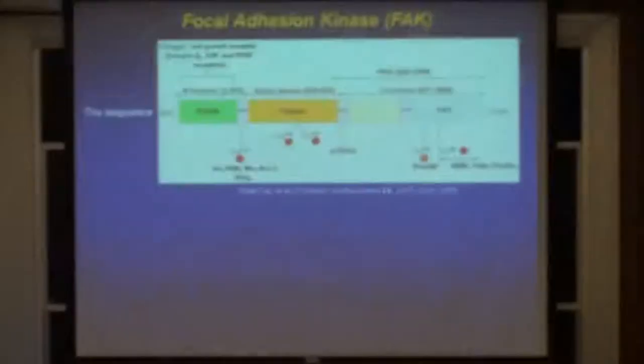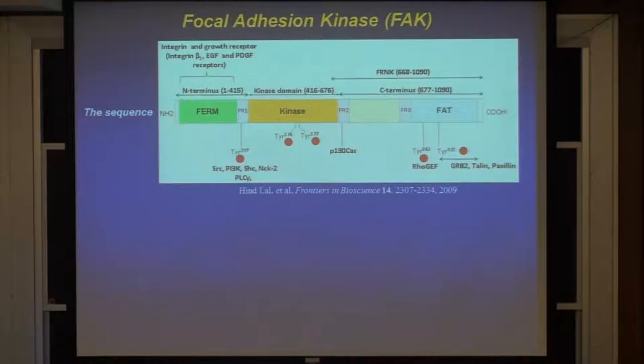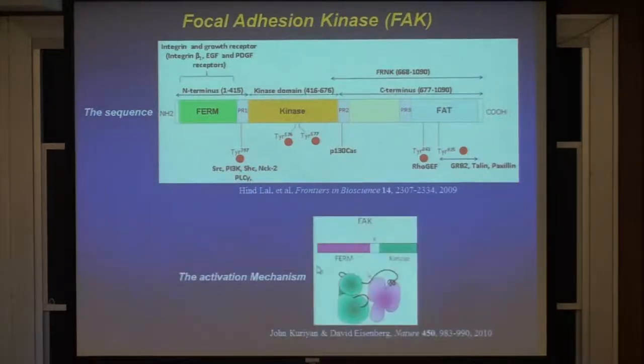So the idea is very simple. We first look at the functional domains of this focal adhesion kinase. It has mainly two or three domains, one called the FERM domain in the N-terminal, one called the kinase domain, which is really the catalytic enzymatic domain, and another one called the focal adhesion targeting domain. So this domain allows the focal adhesion kinase to go to the focal adhesion complex. Okay? And from the crystal structure, people already know that in the rest state, the focal adhesion kinase will be folded. Okay? The kinase domain in the cyan color will be masked by the FERM domain.